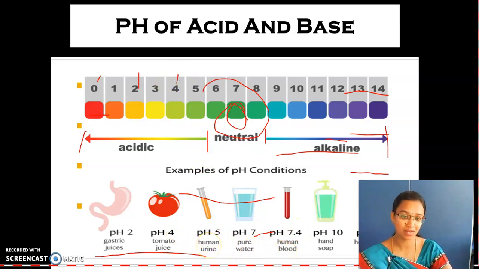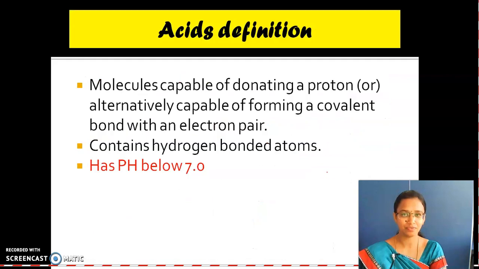Human urine has a pH value of 5, so it is acidic. Pure water has a pH of 7, so it is neutral. Human blood is 7.4, which is also neutral. But hand soap and bleaches are all basic. I hope you are clear about acid and base and the pH. If you have any doubts, you clarify with me later.